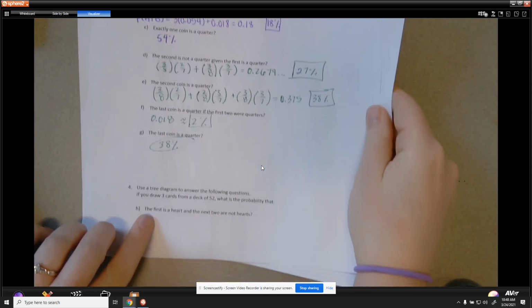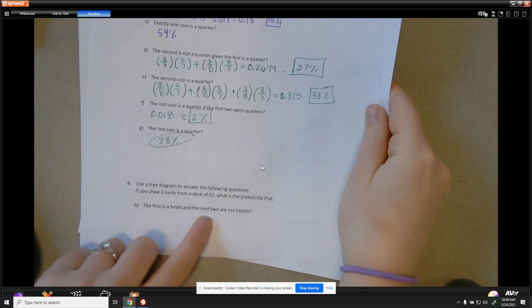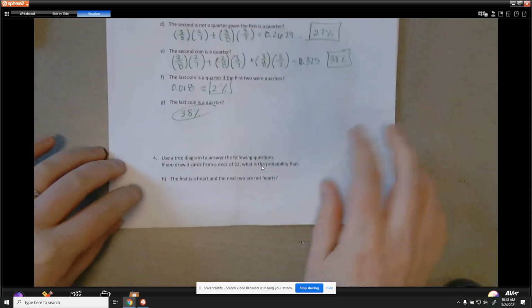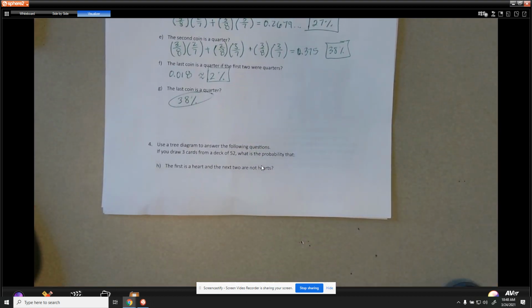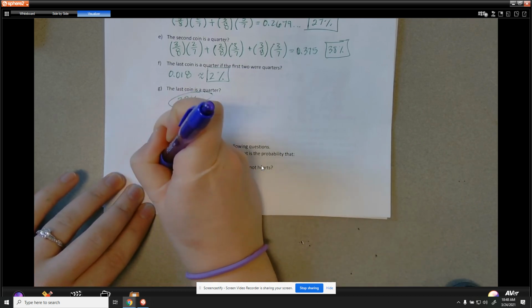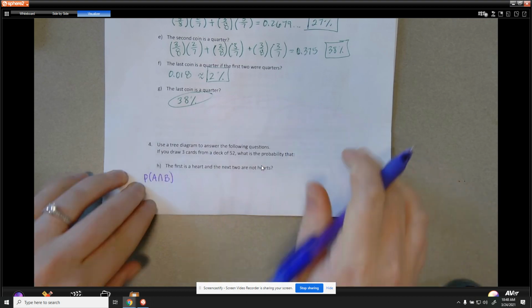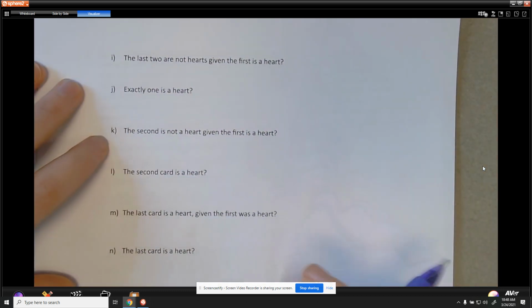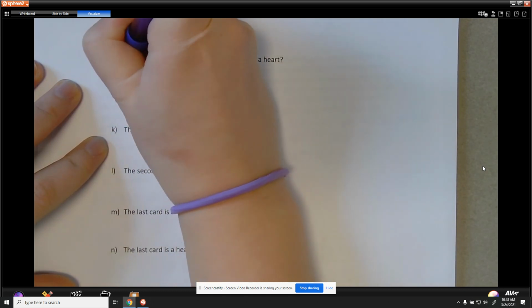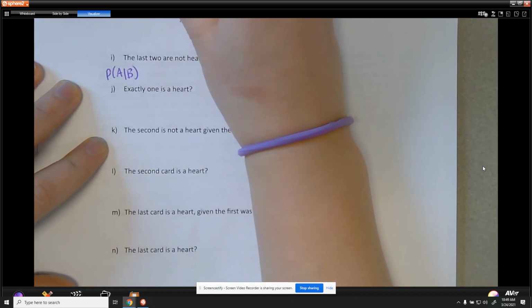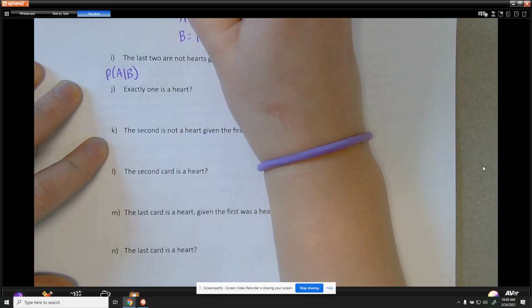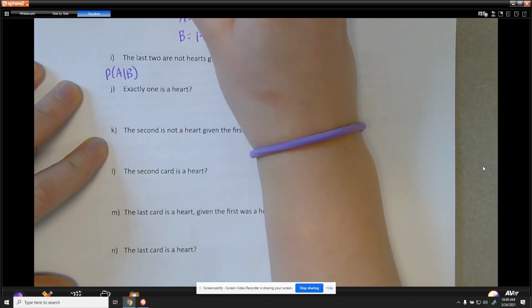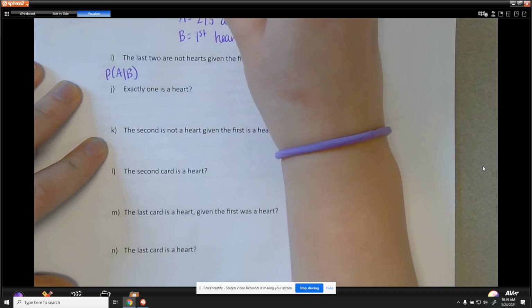My first question was the probability that the first is a heart and the next 2 are not hearts. So this was kind of like that last one where we started. We have an and statement. So this is the probability of A and B, whereas the next question is the conditional. The last 2 are not hearts given that the first is a heart, so I'm going to do this one first. This is the given, A given B. So this means that we are given that the first is a heart. So then the second and third card are not hearts.